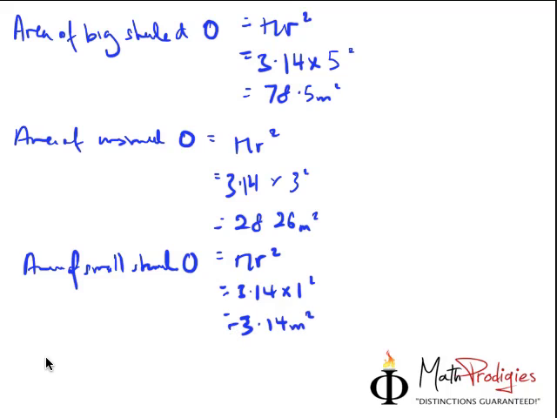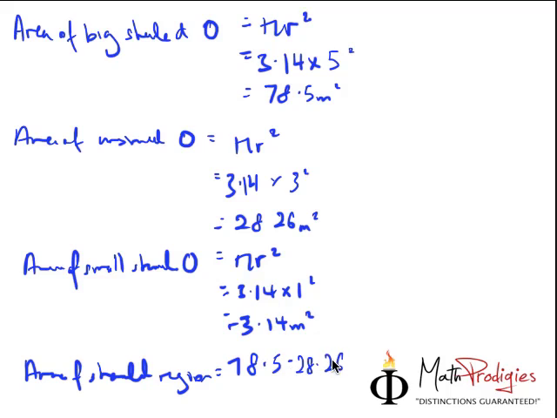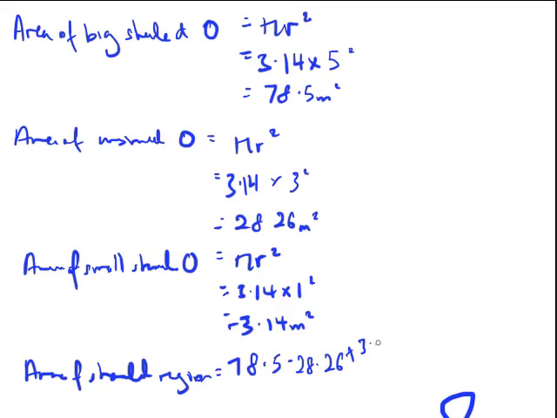So to find the area of the shaded region, remember all we have to do is take this big one, 78.5, minus the small one, which is 28.26, plus 3.14. So it's 78.5 minus 28.26 plus 3.14. That's going to give you 53.38.